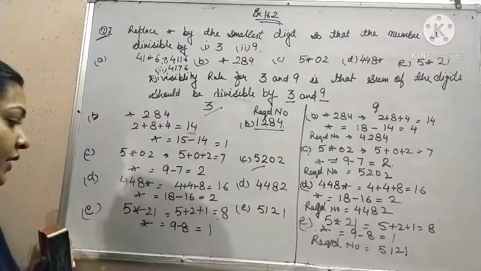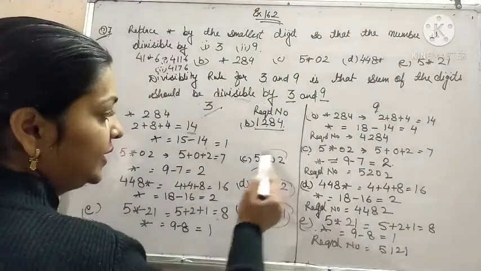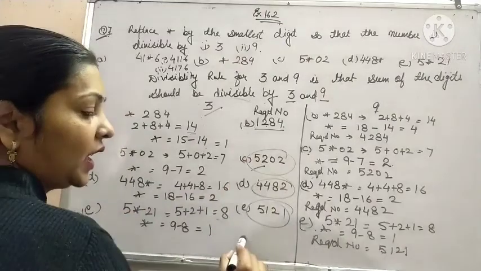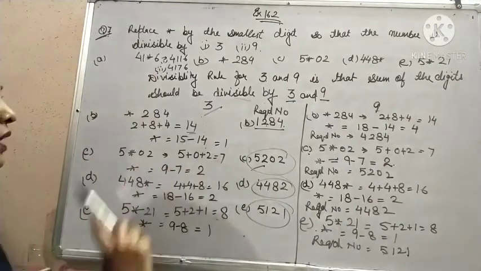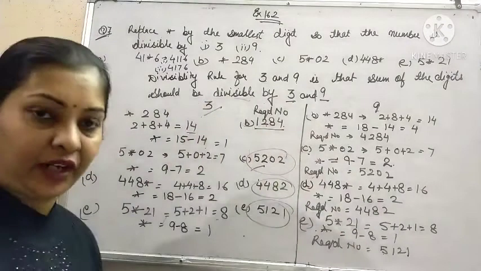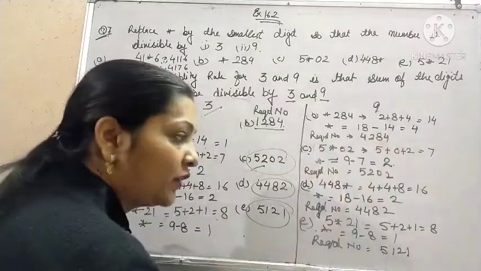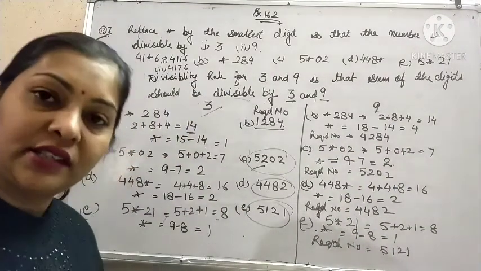So you can see that in E part, in D part and in C part, we obtain the same number for 3 and 9. Only in B part it was changed that the numbers were different. But every number obtained for 9 is always divisible by 3. Is that clear?